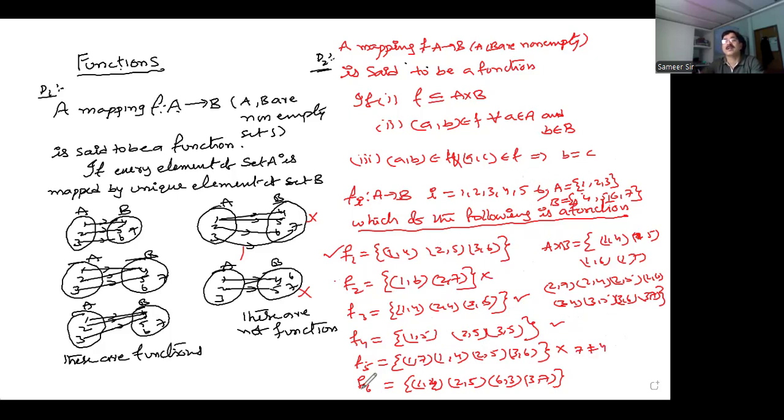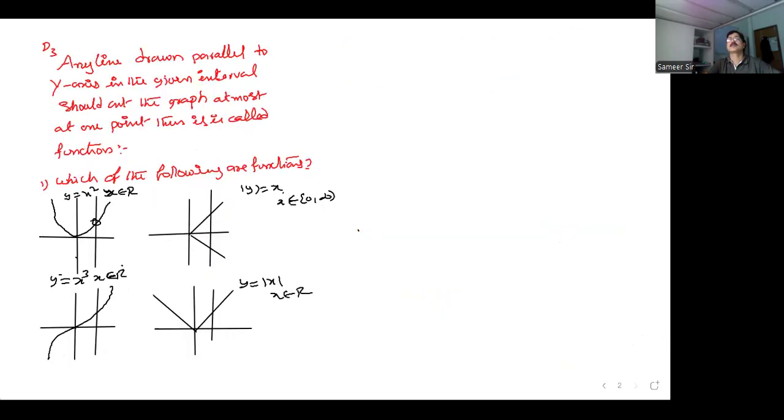It is not there. And this is also not a function. Why? Because (6, 3) does not belong to A cross B. That's why it is not a function. And the third definition also, I said it to you, the line drawn. Here I'm going to draw the diagrams.